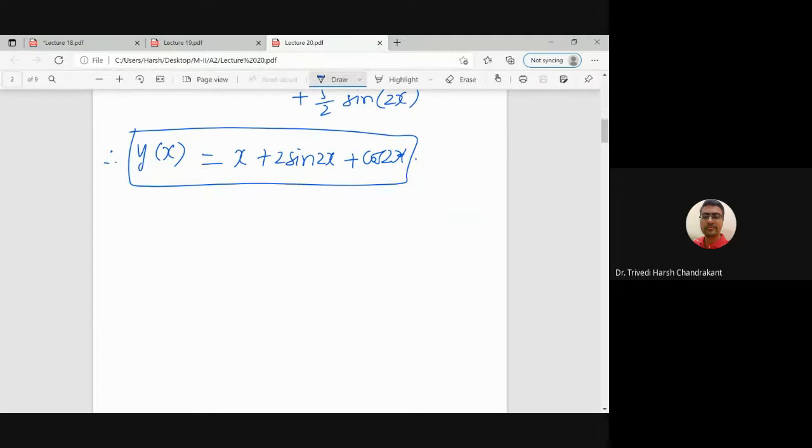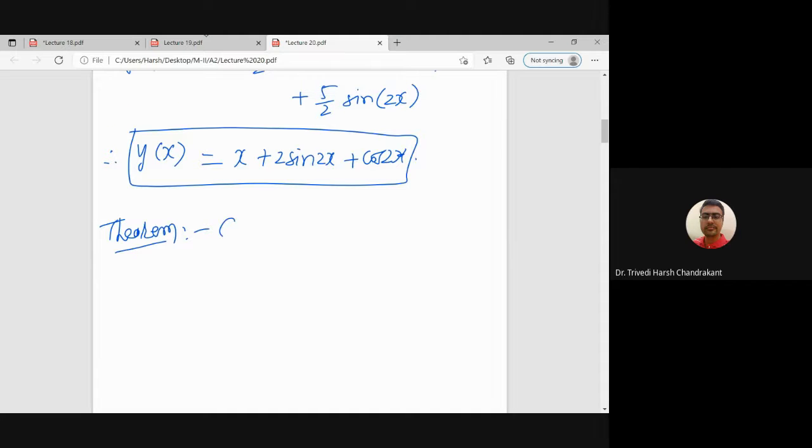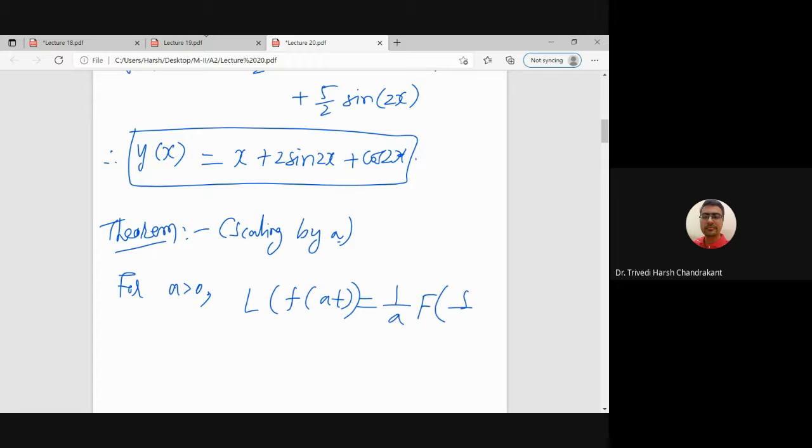Let us discuss one small result regarding the scaling of the Laplace transform. Whenever we have a positive number a, and we want to find the Laplace transform of f of a times t, that will be nothing but 1 divided by a times the Laplace transform of f, with s replaced by s divided by a.